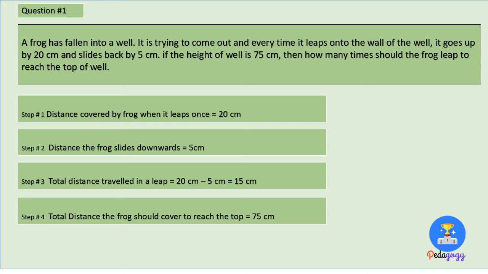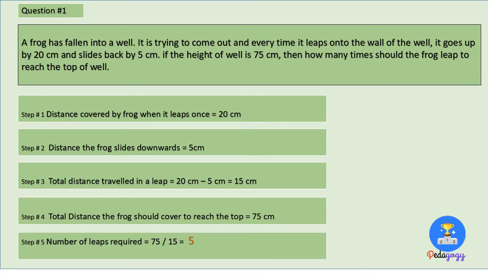The total distance the frog should cover to reach the top is 75 centimeter. So now we have the final step to find the answer. That is, the number of leaps required is 75 divided by 15, which is equal to 5. That is, the frog has to leap 5 times to reach the top of the well.